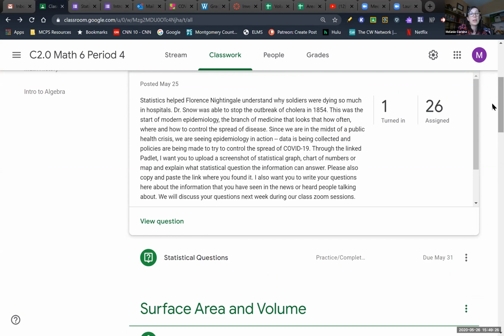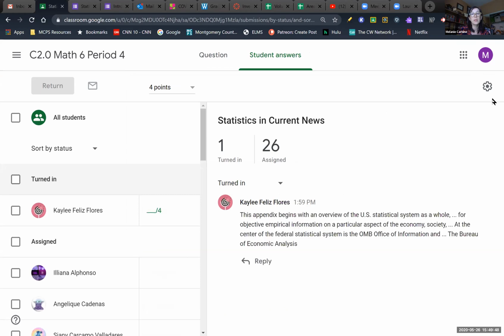Through the linked Padlet, I want you to upload a screenshot of a statistical graph, a chart of numbers, or a map, and explain what statistical question the information can answer. Please also copy and paste the link of where you found it. Then if you have other questions for me about the information that you're seeing, you can post them in Google Classroom. Or if your answer is here, that's okay too.